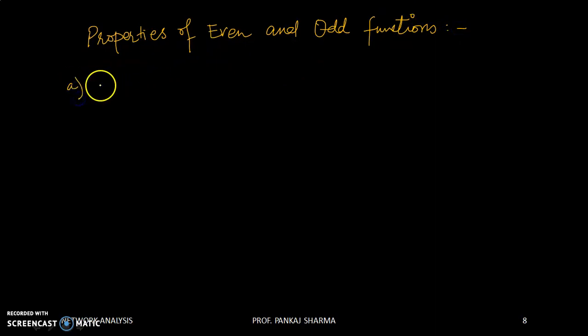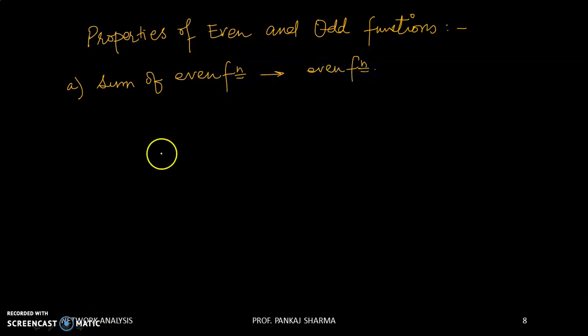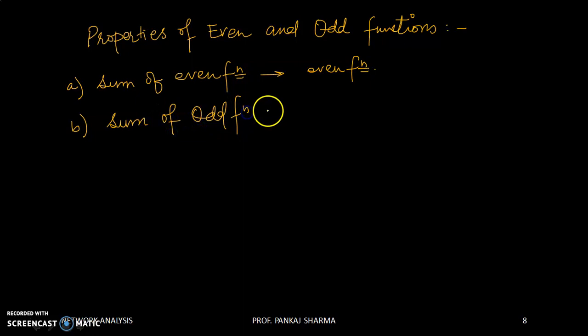Point number A: the sum of even functions is always an even function. Point number B: the sum of odd functions is always an odd function.